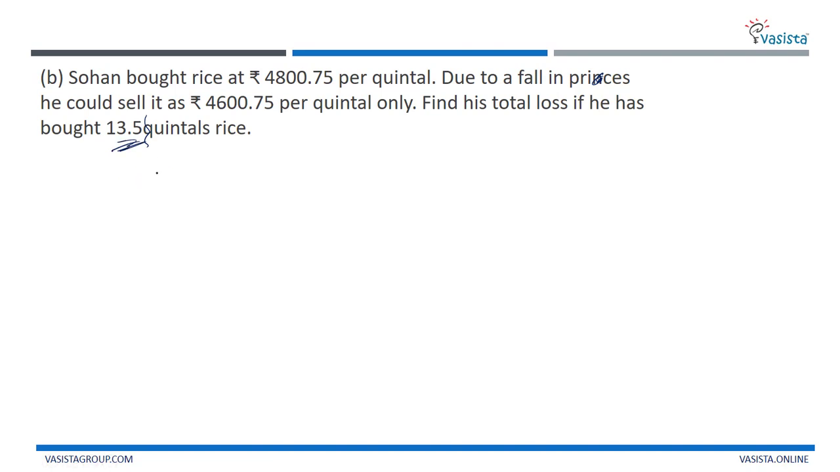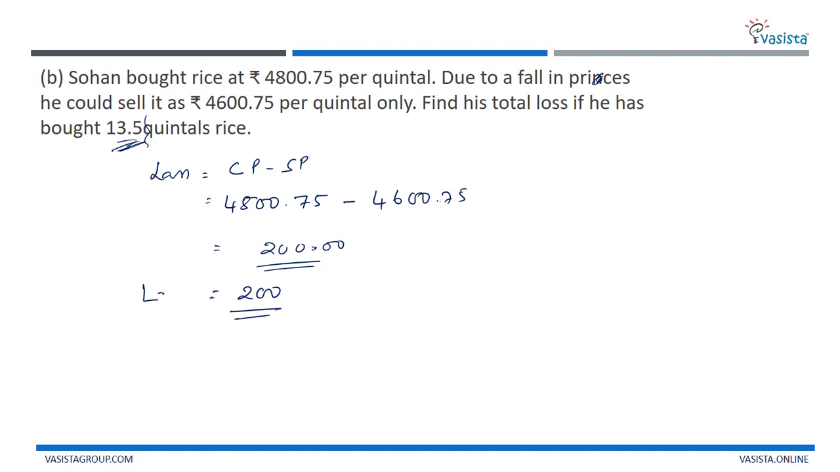Now the loss, let us check out. Loss is equal to what? Cost price minus selling price. Cost price is how much? It is 4,875 paisa minus 4,675 paisa. Now the loss is what? 8 minus 6 is 2. So 200 rupees is incurring a loss. The loss is 200 rupees per quintal.